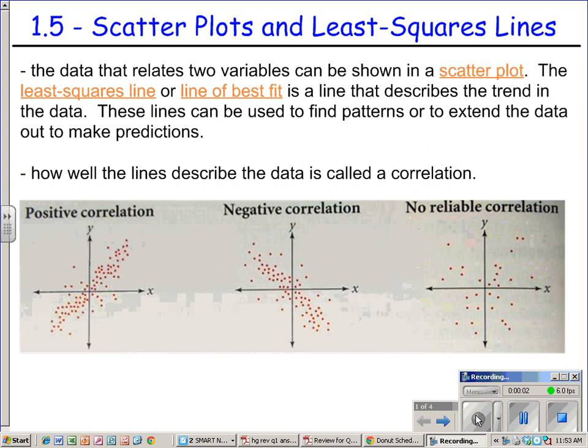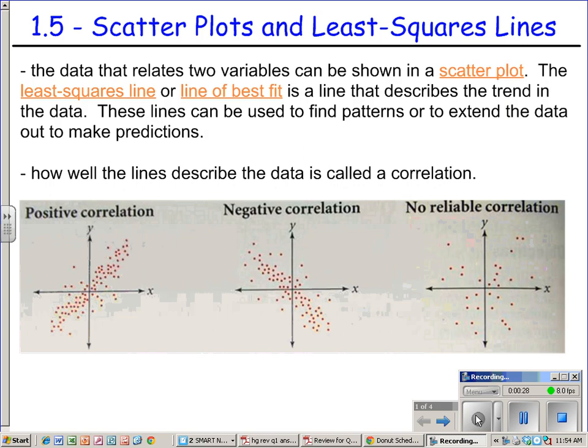Hello everybody. This is the notes for section 1.5, scatter plots and least squares lines. All right, scatter plot, just a way to show a graph of some data. And it's really just a bunch of points. We're used to graphing equations, which are usually connected with lines or smooth curves. This is just a bunch of data, X and Y points, a whole bunch of points.